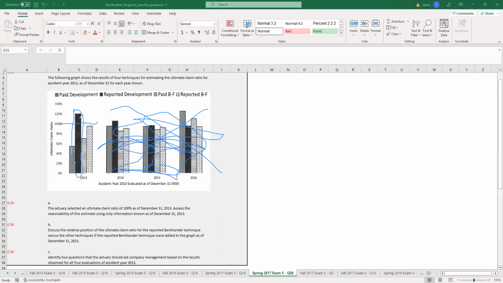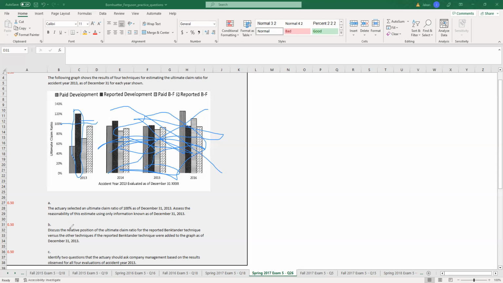But to say that it will be 100%, I'd say could be justified, considering that both the ultimate and the reported are fairly close. And if you average them out, it comes out to probably a little bit above 100%. But again, it's earlier on in development, so I would say that would be justified.